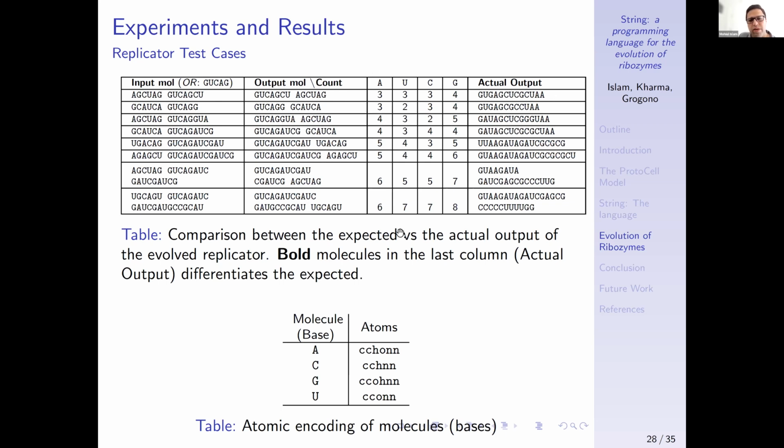And these are molecules that we leave within the cytoplasm so that the ribozyme, or the string program, can use them for creating a copy of the initial genome. And over here, we also have a mapping for what we mean by AUCG. AUCG are actually molecules within the protocell model. The molecules are translated to atoms in this pattern for simplicity.